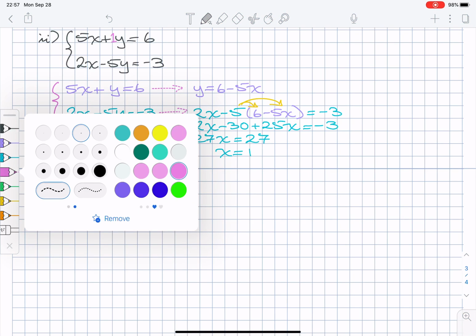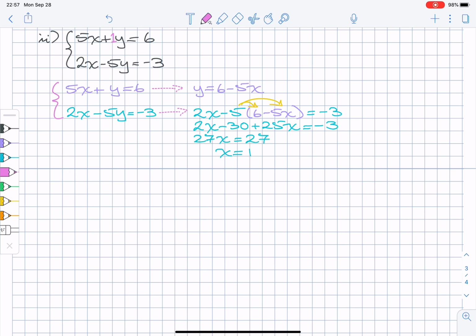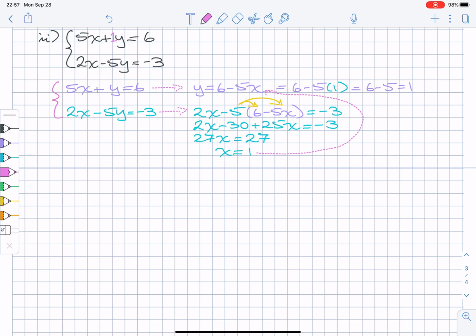So now I can plug this back into here. And I get that y is equal to 6 minus 5 times 1, which is 6 minus 5, or 1. So the point where these two meet is going to be 1 comma 1. So that's a solution. And it is an independent system because we have a single point.